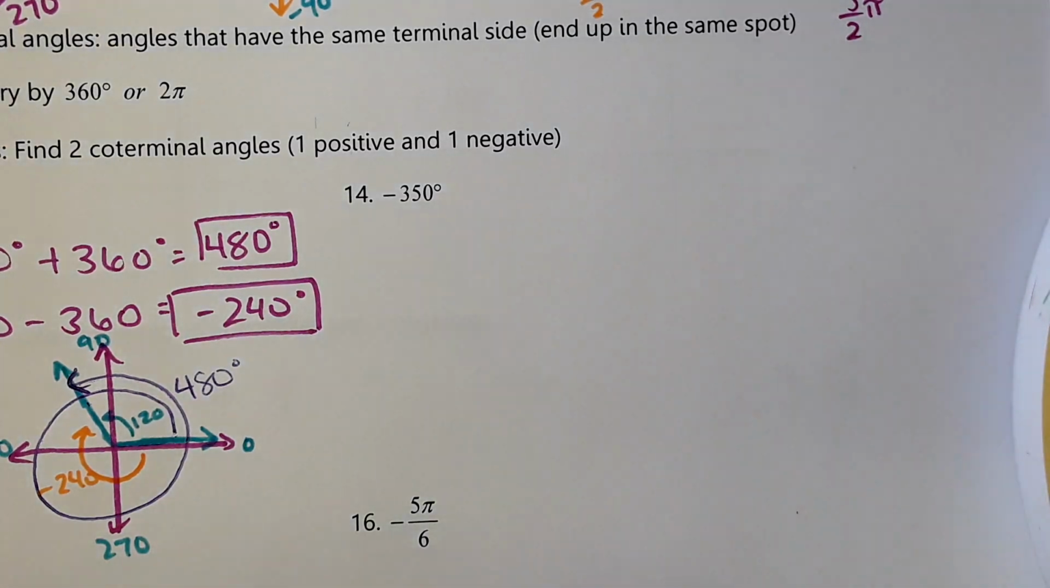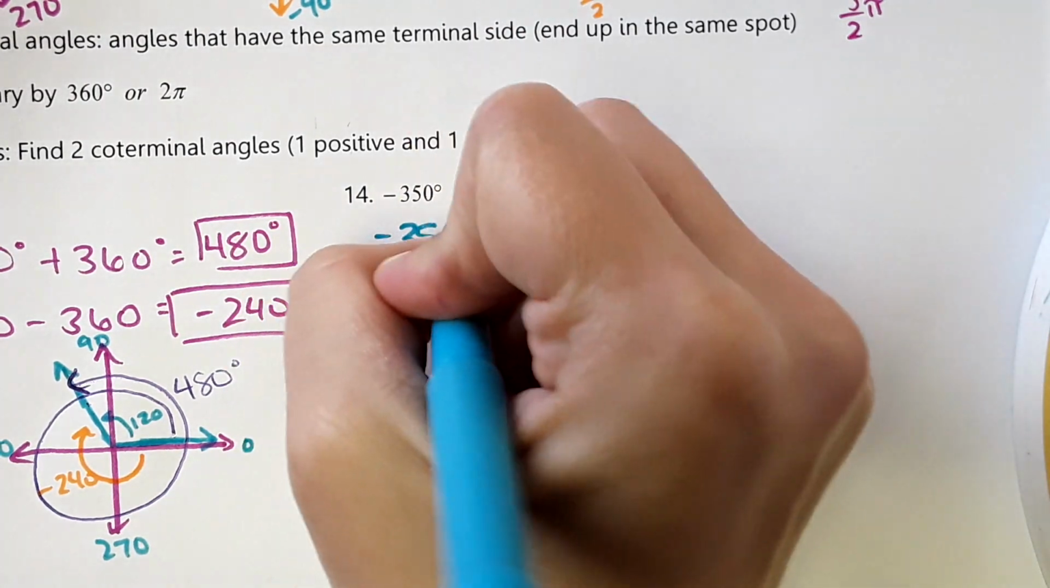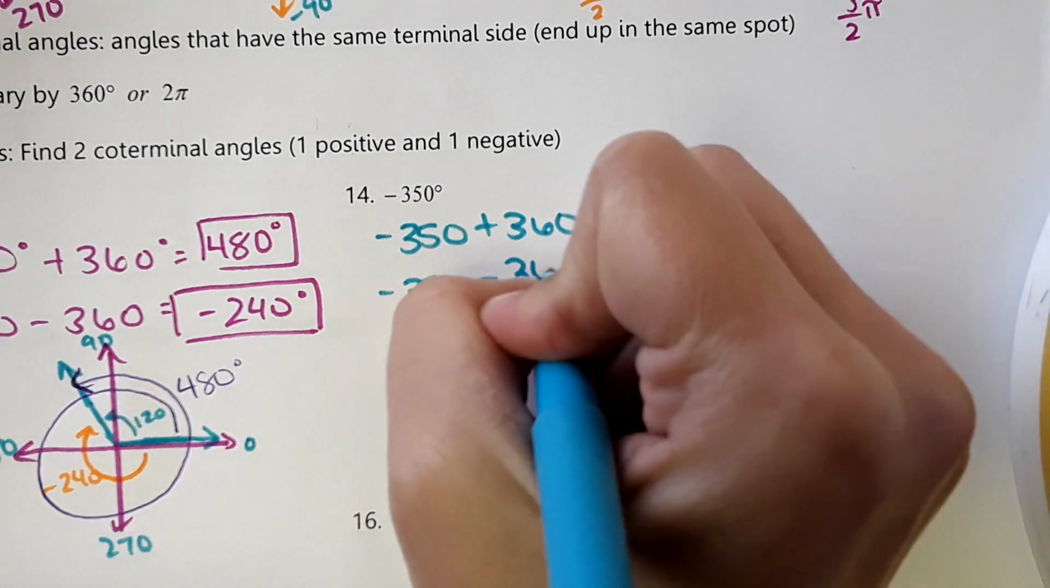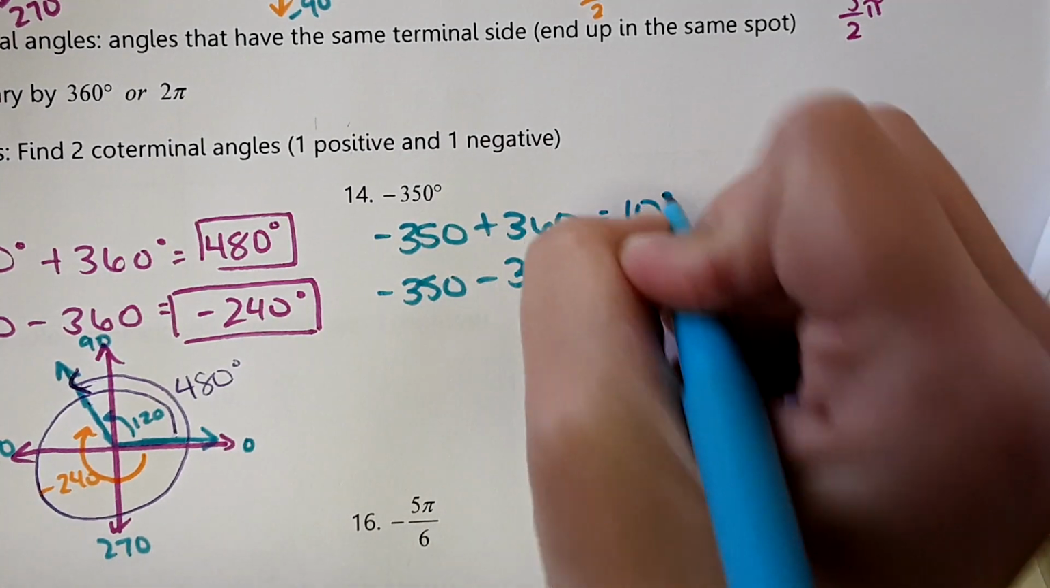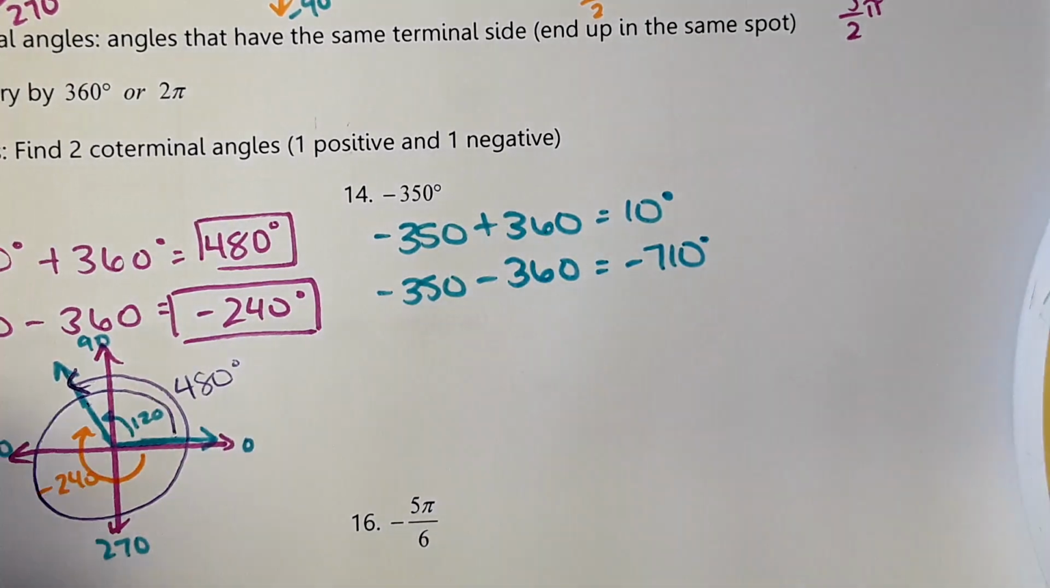Same idea, same process. Now we're working with a negative number, but it's still the same process. Negative 350 plus 360, and this number minus 360. So we get 10 degrees and negative 710 degrees.